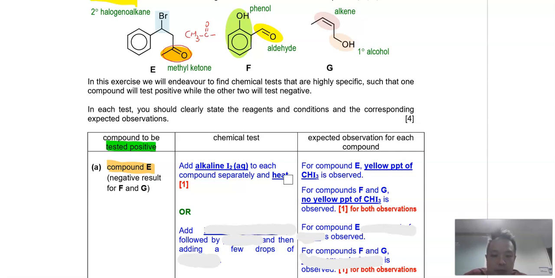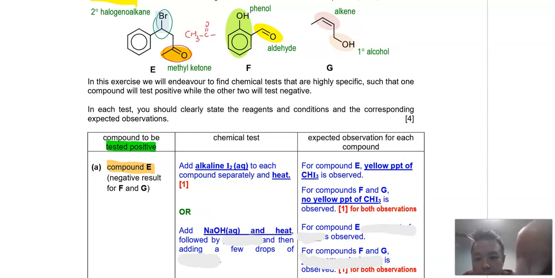Alright, what's one more test that you can target for E that gives a positive test? Other than targeting the methyl ketone, you do realize that there's a halogenoalkane group present inside E that can be tested for. The rest, F and G, do not have your halogenoalkane. So in this case, to test for halogenoalkane, we can make use of the three-step process. I make use of NaOH, aqueous, and heat.